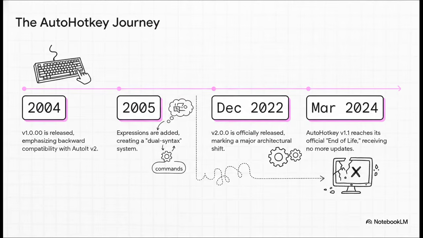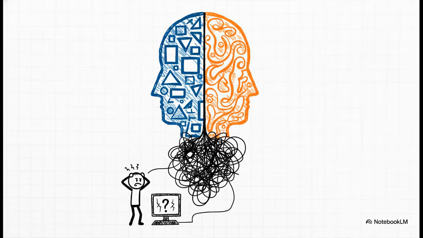It kicked off way back in 2004, but the key moment for our story happened in 2005. That's when expressions were added alongside the original commands. This created a kind of split personality in the language that would stick around for almost 2 decades, right up until March of 2024, when version 1 was officially declared end of life. No more updates. Done.